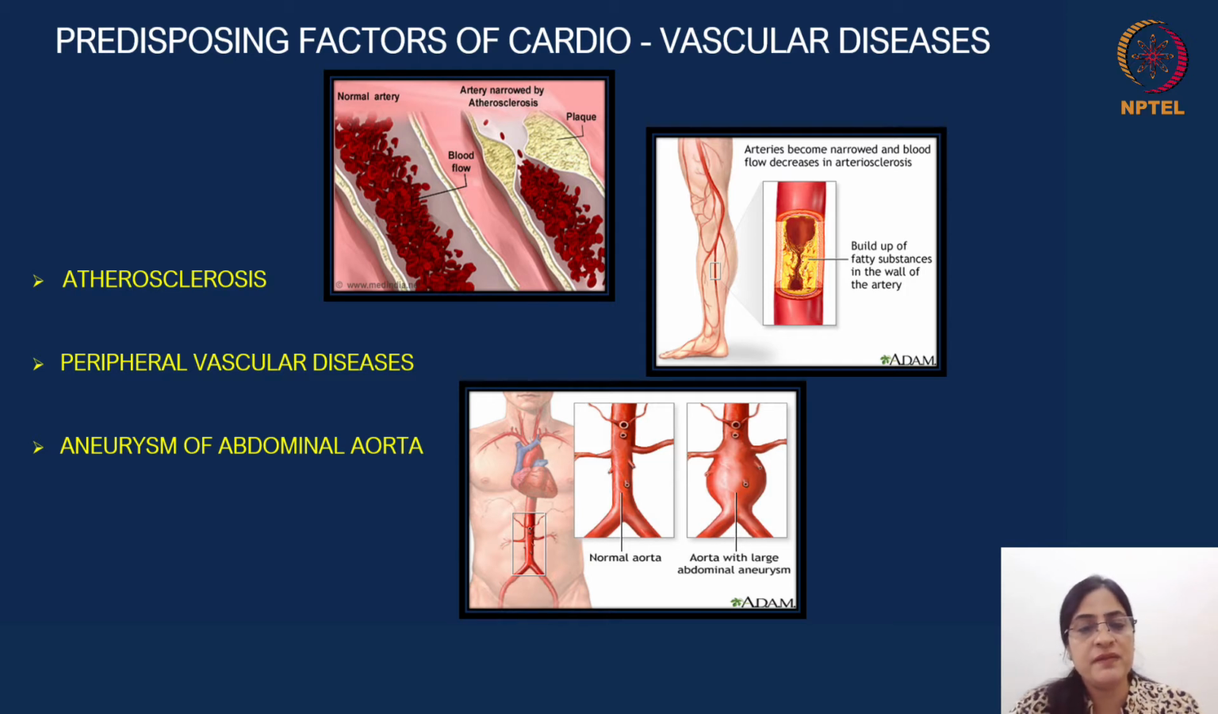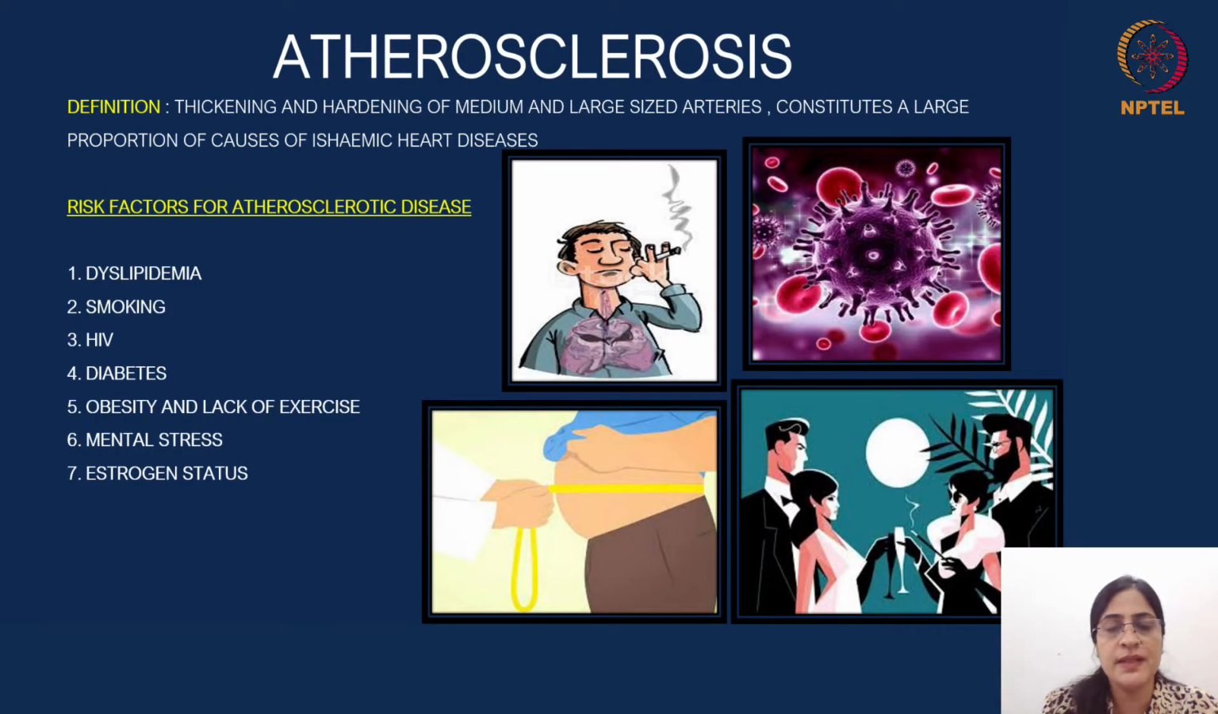When we talk about peripheral vascular disease, again arteriosclerosis is present and it leads to narrowing of the vessels and reduced blood supply to the extremities, which again is a threat to the cardiovascular system. And aneurysm of the abdominal aorta, when it ruptures, can lead to myocardial infarction, it can lead to stroke and even death. So let's discuss atherosclerosis a little bit in detail.